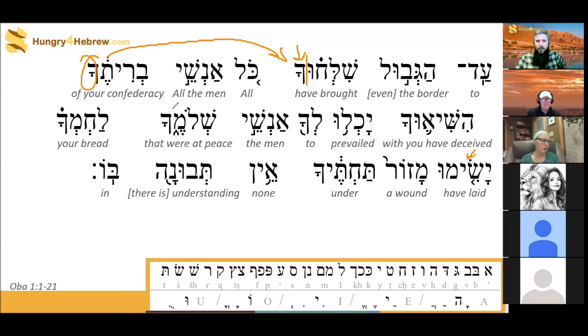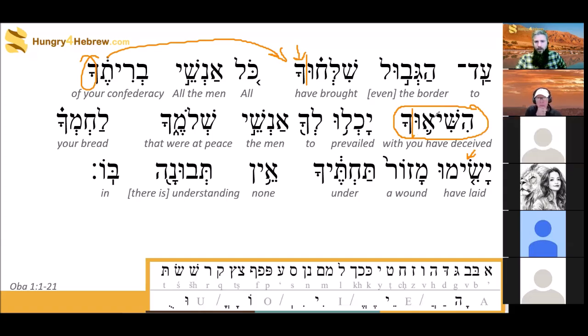Brit. Hishiucha. Okay, there's another verb with a cha in the end. They did it, but it's a hifil. And again, with that nun shin aleph, they have deceived you. Yachlu lecha. What does this mean?